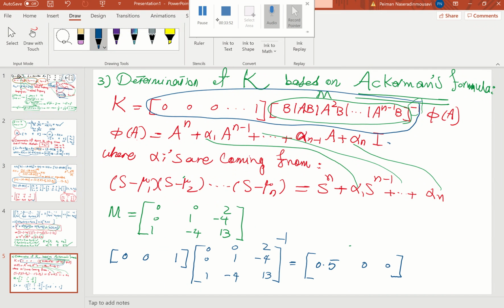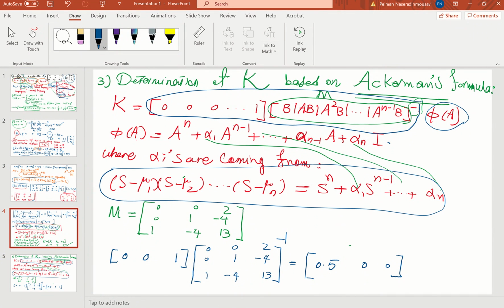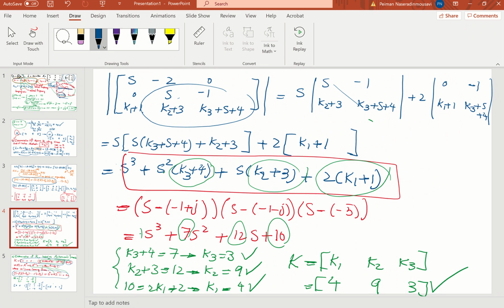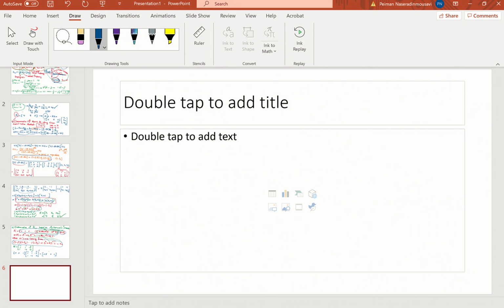Now, after finding this, I have to multiply by phi of A. Phi of A, as we did in part 2, can be found like this. Look at here, guys. Yeah, we did that. This is the same term in part 2. Now let me go to the next page.